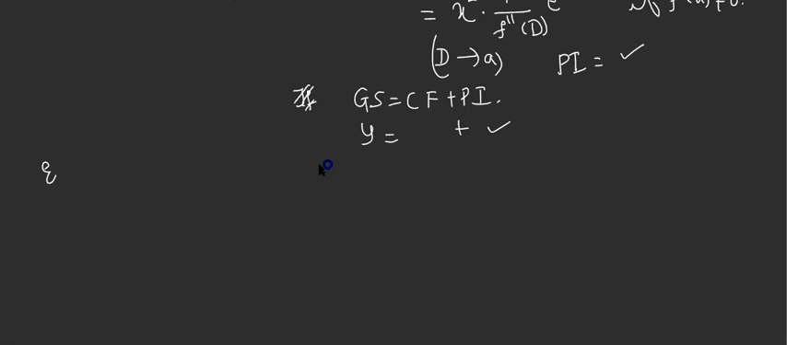Let us take an example. I'll take a very simple one and start with this. Write down d square y by dx square minus 2 dy by dx plus y equals 3 into e raised to x.